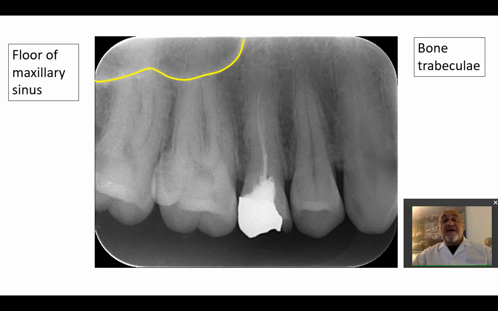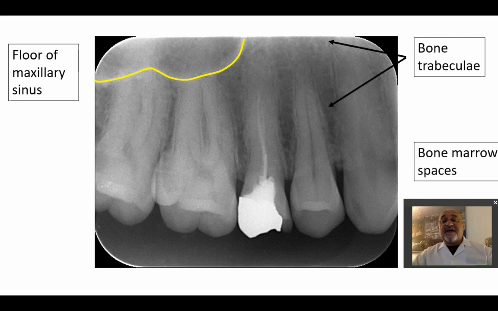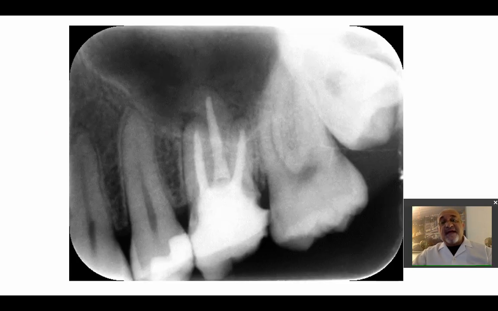Bone trabeculae and bone marrow spaces, again, as we always say, in the mandible they would appear differently; in the maxilla they would appear lace-like, and they don't have a specific orientation, with large marrow spaces. Another review of the floor of the sinus.